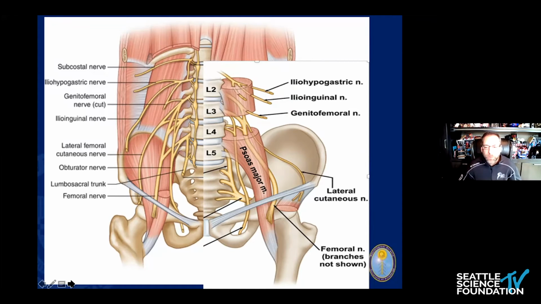But I think two others that we often pay minimal attention to are the iliohypogastric and the ilioinguinal. And what Neil showed is a nice visual dissection, but not everyone, including myself, performs that type of dissection.